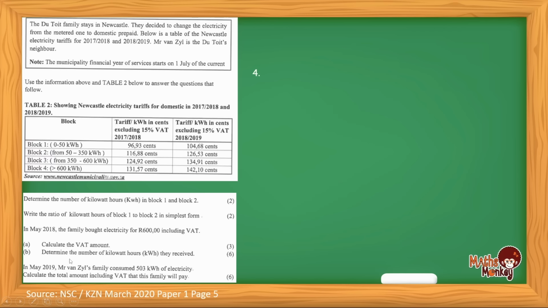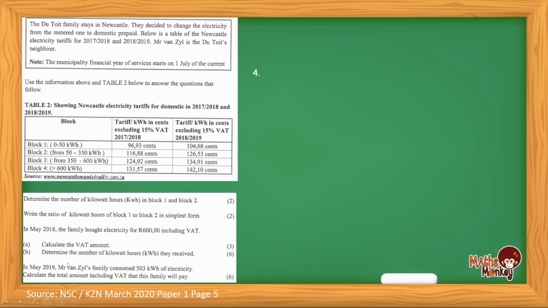So the last question is number 4 here. It says, in May 2019, Mr. Van Zyl's family consumed 503 kilowatt hours of electricity. Calculate the total amount, including VAT, that this family will pay. So now notice the difference. This question is telling us how many units, and we have to do the calculation on how much 503 units will actually cost.